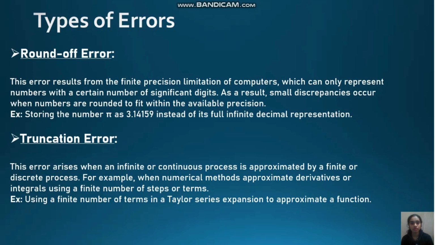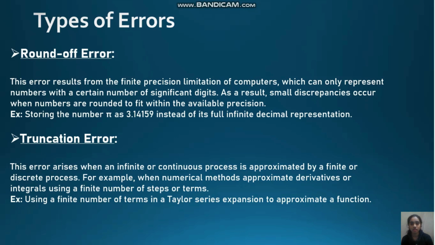Let's move on to types of errors. First one is round-off error. This error results from finite precision limitation of computers, which can only represent numbers with a certain number of significant digits. As a result, small discrepancies occur when numbers are rounded to fit within the available precision. For example, storing the number pi as 3.14 instead of its full infinite decimal representation.